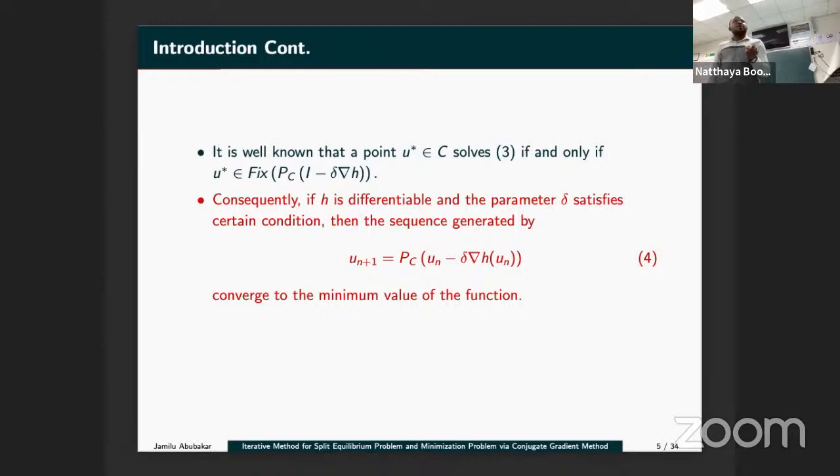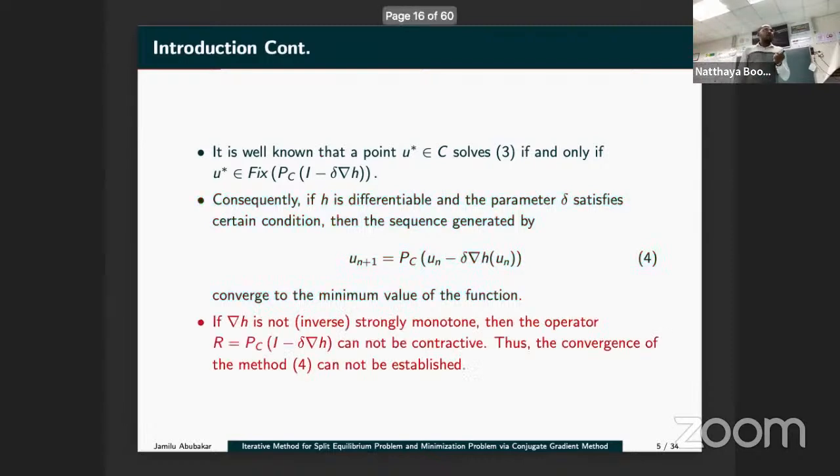For instance, the gradient of the operator involved needs to be inversely strongly monotone or strongly monotone for us to be able to establish the convergence, which is a fairly strong assumption if you look at it. So, yeah, this is what I was trying to explain right now.